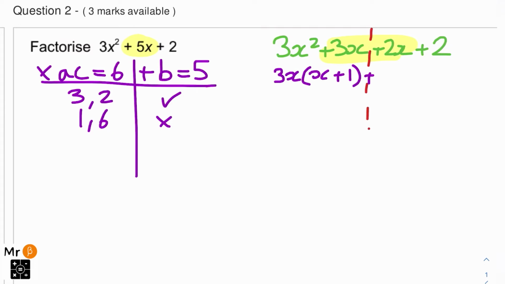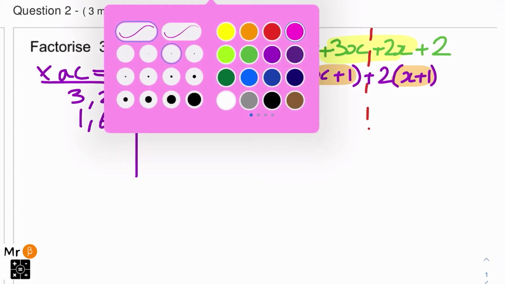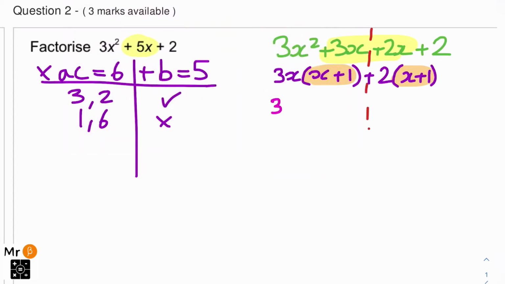And on our next one, we can take out a common factor of 2, which again leaves us with x plus 1. Again, now we check this. Our brackets have to be the same, otherwise something's gone wrong. They are the same, so now we combine our brackets together.